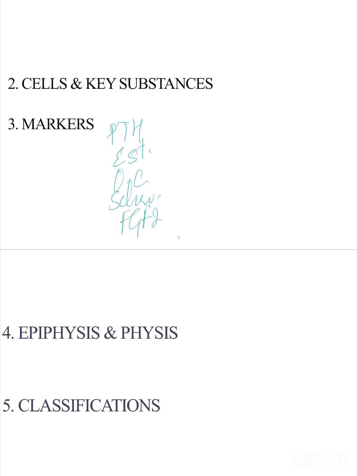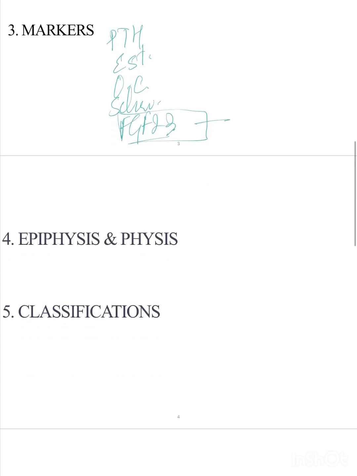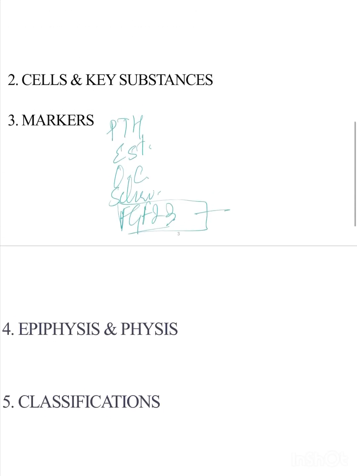Go through them once. FGF23 is particularly important because its unregulated secretion by tumors causes hypophosphatemia and osteomalacia. Okay. Other than that, you need to remember the markers of the bone.